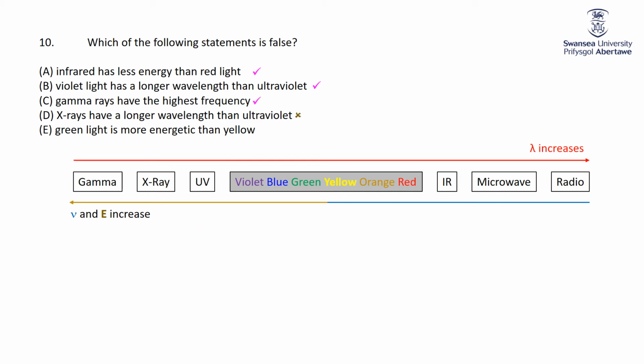And finally, green light, more energetic than yellow. Well, there's green, there's yellow, energy going up from right to left, so green has a higher energy than yellow, so that looks correct. Again, checking all the possible answers.